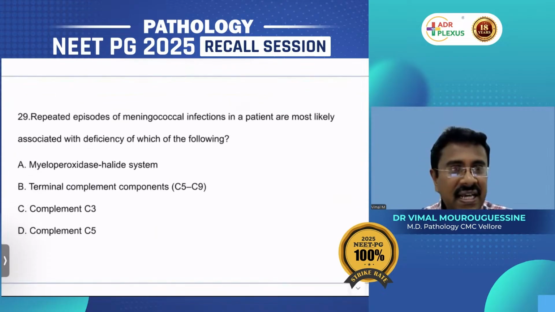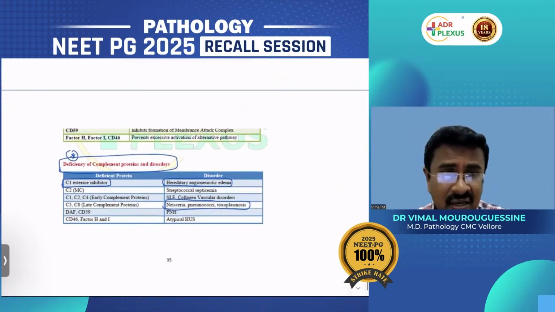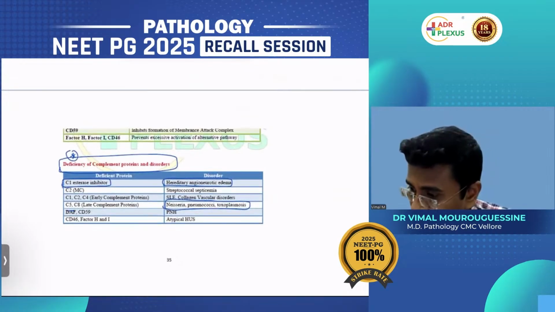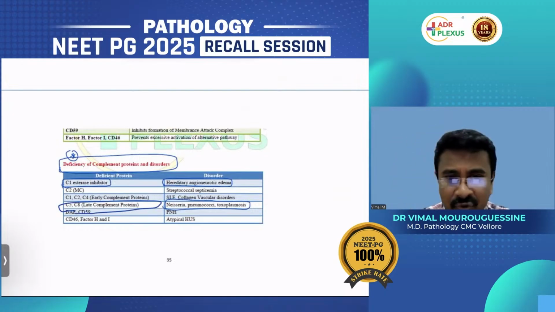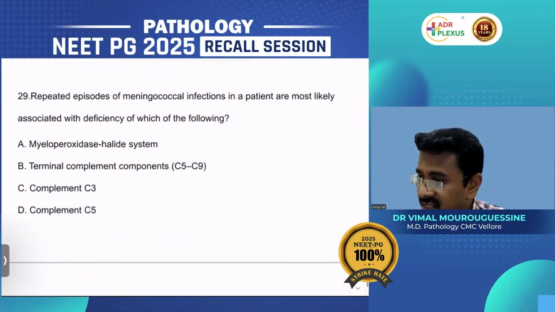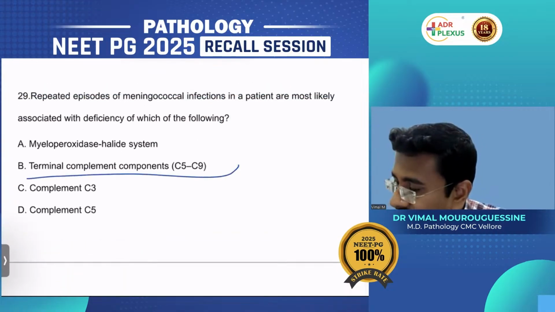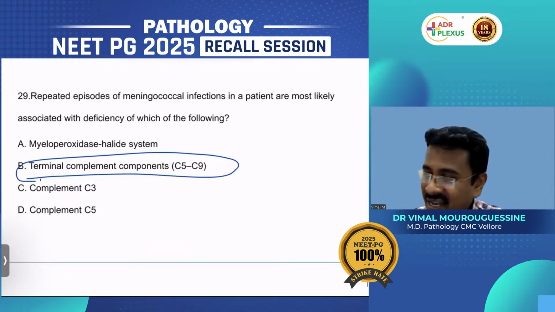Moving on to the 29th question, repeated episodes of meningococcal infection. This is a characteristic one which we used to discuss in our session: late complement protein deficiency, that is C5 to C8, and these patients are prone to Neisseria infections. So the answer here is terminal complement component C5 to C9 deficiency; they are predisposed to Neisseria infections. Yes, guys.